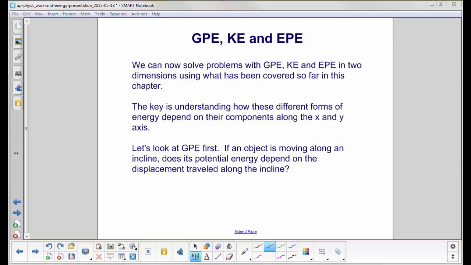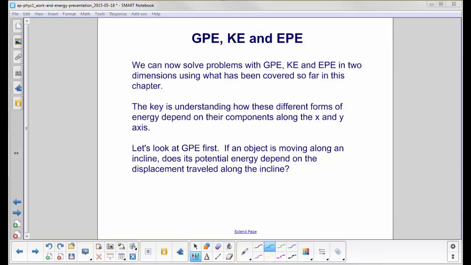We can now solve problems using gravitational potential energy, kinetic energy, and elastic potential energy in 2 dimensions. This may seem odd because we know that energy is a scalar. However, different parts of the energy will be acting in different x and y directions. So we have to understand how these forms of energy depend on motion in the x and y axis. First, we'll start with gravitational potential energy.